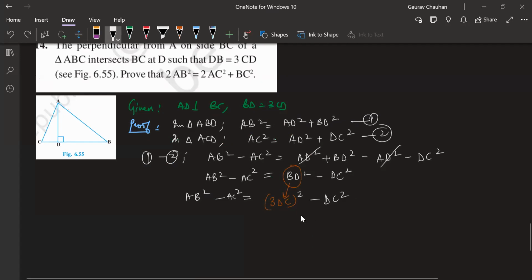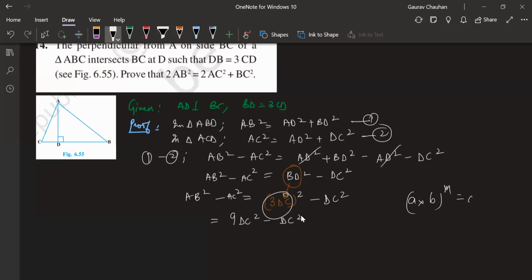Now that I've done the substitution, leave the left hand side as it is. I'm going to get 3DC whole square, which means it's 9DC square minus DC square. How am I getting this? Because A into B whole power M is equal to A power M into B power M, so 3 to the power 2 will come, that's 9. So 9DC square minus DC square. This is 9 minus 1, that's 8DC square. AB square minus AC square is equal to 8DC square.